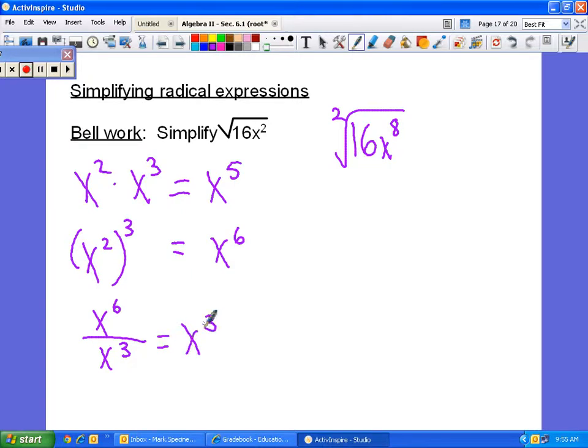Now, these two are two sides of the same coin. This is multiplication. This is division. This is addition of the exponents. This is subtraction of the exponents. So when you're dealing with exponents and dividing, you subtract the exponents.